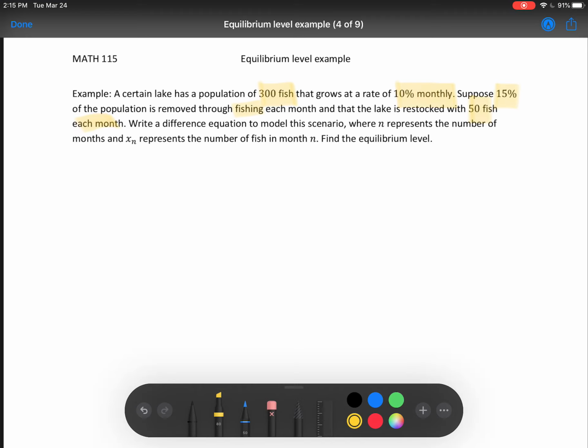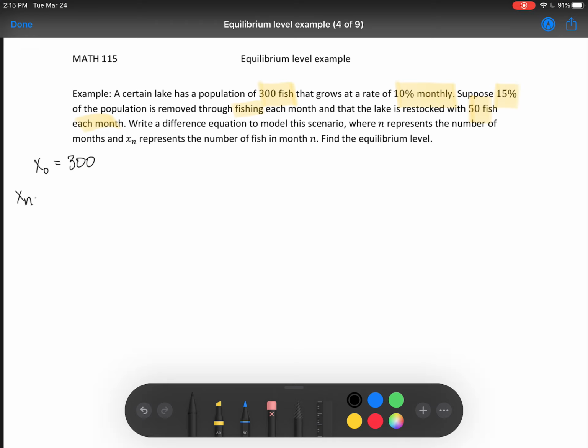month. The first thing we're supposed to do is write a difference equation where n is the number of months and xn is the number of fish. So after we write the difference equation, we will find the equilibrium level. All right, let's start with writing the difference equation. This 300 is our x0.